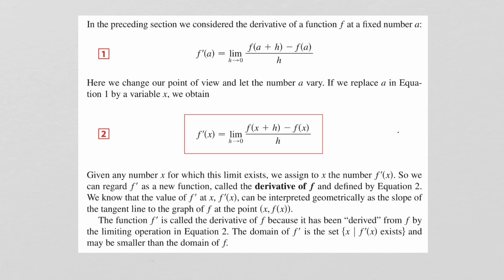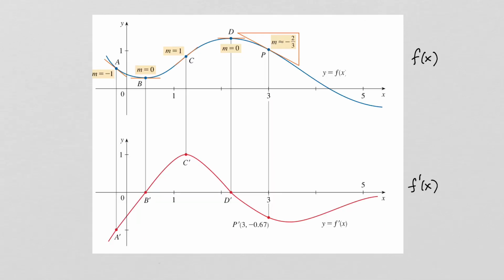So we call this new function the derivative of f because it has been derived from f. And we know geometrically it represents the slope of the tangent line to f at any particular number x. To show this relationship a little bit further, let's consider this graph here to be the graph of f of x. And before we look at the graph down below, let's just imagine if we were to pick various points on this function f of x and draw the tangent line to the curve at those points.